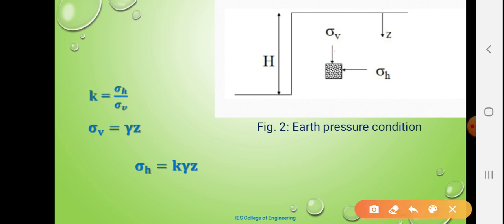Consider this a soil element subjected to vertical and horizontal stress. Then K is equal to sigma H by sigma V. Sigma V is equal to gamma Z. So, we can convert this equation like this: sigma H equals K sigma V, which implies sigma H equals K gamma Z.